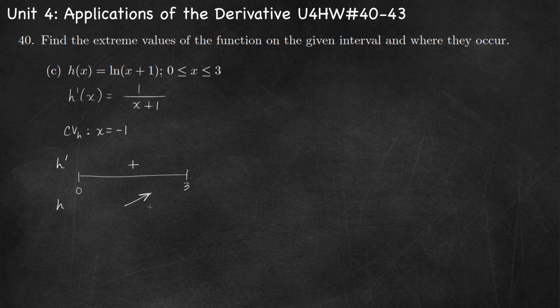Now, it's kind of obvious if the function is strictly increasing that our absolute min is going to be on the left side and our absolute max is going to be on the right side. But we can verify that by finding the y-coordinates at each of those endpoints. I want h of 0 and h of 3. h of 0 is going to be the natural log of 1. We're going back to the original equation for h. So that's just equal to 0. h of 3 is natural log of 4, which is approximately 1.386.